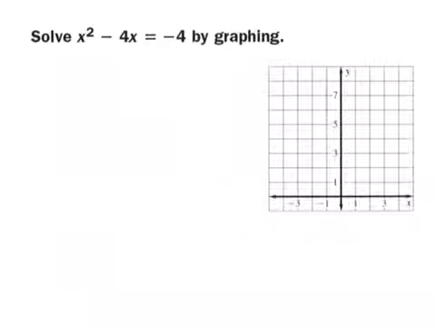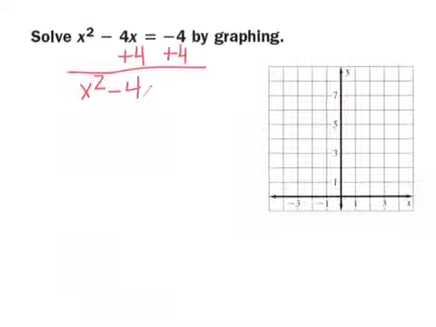So let's try graphing a couple of these. I have the equation x squared minus 4x equals -4, and they want me to solve it by graphing. The problem with this equation is it's not set equal to 0. So the first thing I need to do is get that 0 on the right side. I need to get rid of that -4 by adding 4 to each side. So my quadratic equation is then x squared minus 4x plus 4 equals 0. And once it's set equal to 0, I'm ready to solve.